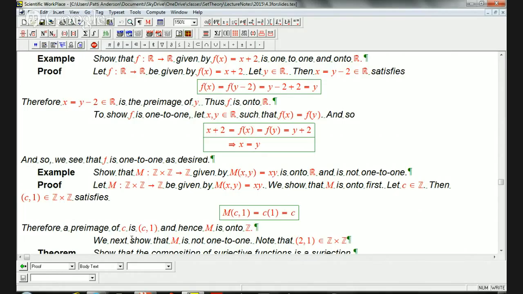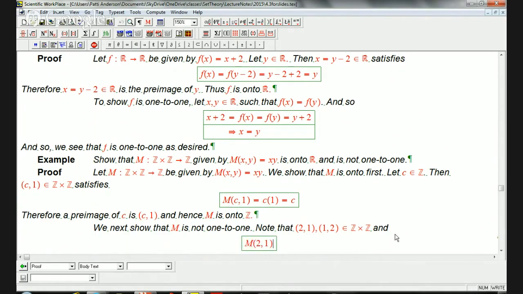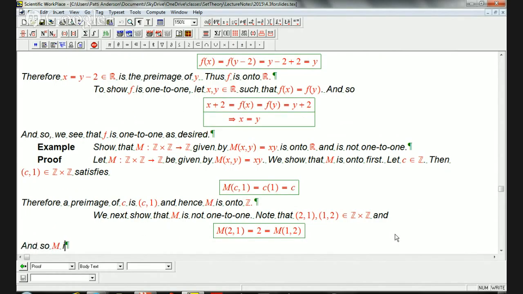So (2, 1) in Z cross Z, and I'm going to put them both in here. You can make a comma delimited list to be an element. You know, m of (2, 1) is equal to 2, which is equal to m of (1, 2), right? And so m is not one-to-one. So we're done. Any questions on that?